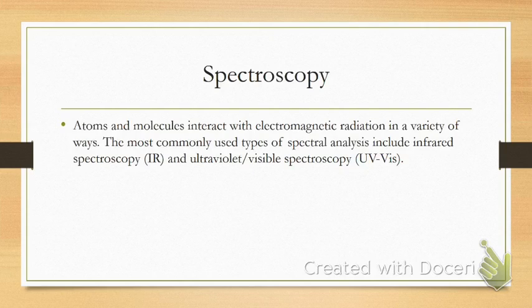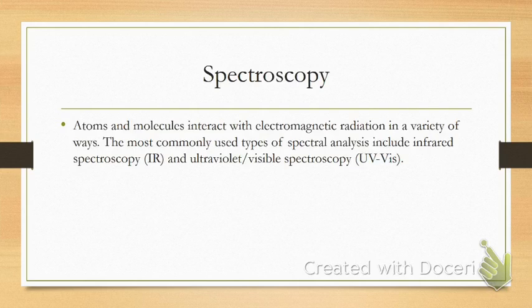Spectroscopy is a technique that uses electromagnetic radiation in a variety of different ways for either determining the identity of something or maybe even determining how much of something we have. The most commonly used types in spectral analysis are infrared spectroscopy and ultraviolet-visible spectroscopy.